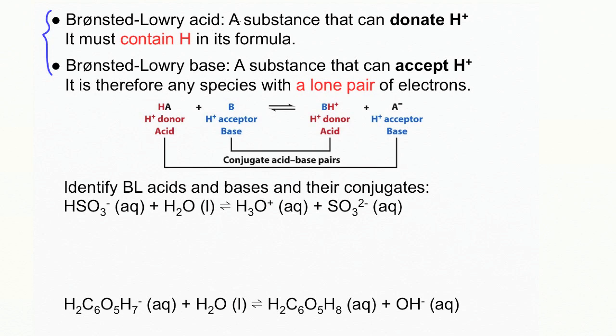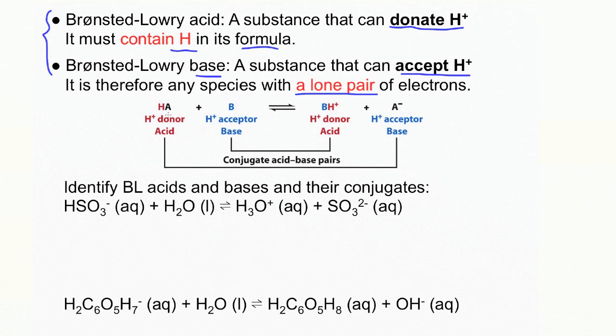Bronsted acid is something that can donate a proton, so it has to have hydrogen in its formula. Bronsted base is something that can accept a proton. In order to do that, it has to have at least one lone pair in its structure. Now let's take a look at this picture. This picture is a general equation for us to identify the Bronsted acid and base.